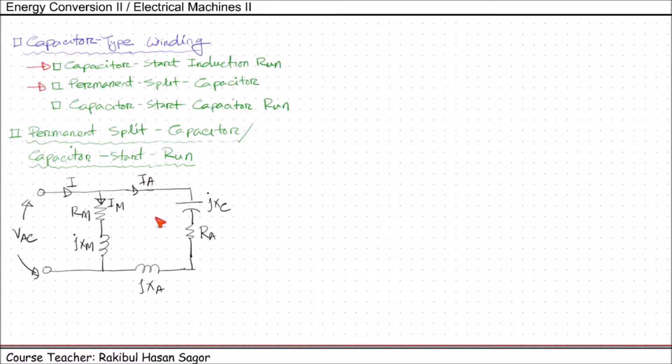Now we know if the capacitor's value is chosen correctly, such a motor will have a perfectly uniform rotating magnetic field at a specific load, and it will behave just like a three-phase induction motor at that point. This type of design is called a permanent split capacitor or capacitor start and run motor, as we have connected the capacitor permanently without giving any option for a centrifugal switch.